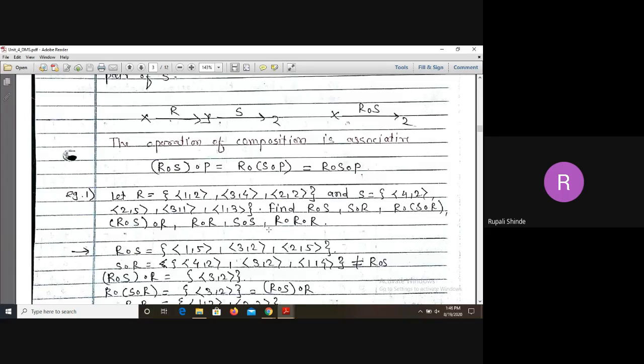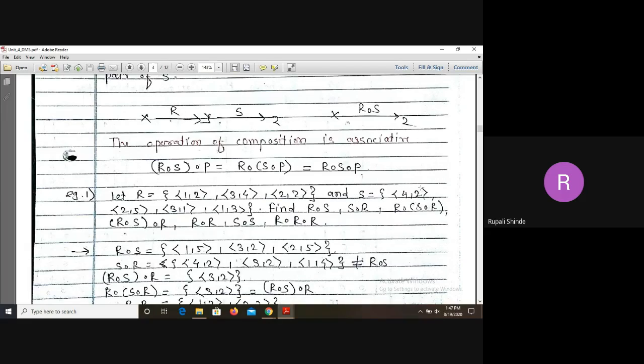So likewise we have to find S composition R. Now here relation S is the first relation. So first of all we have to consider order pairs from relation S. Now the first order pair in relation S is 4, 2. So now we have to observe such an order pair in relation R whose first element is 2.